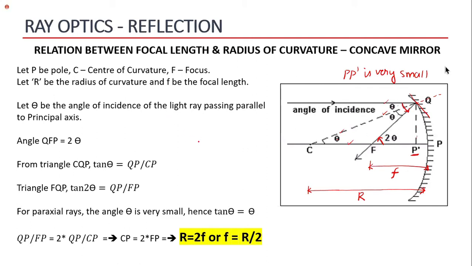Now see, I'm going to take my triangle QCP. Since P dash is very small, P dash and P are very near to each other, so P dash is approximately P. I'll take my triangle QCP. From triangle QCP, your tan is QP divided by CP.